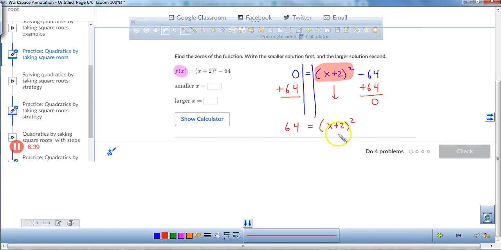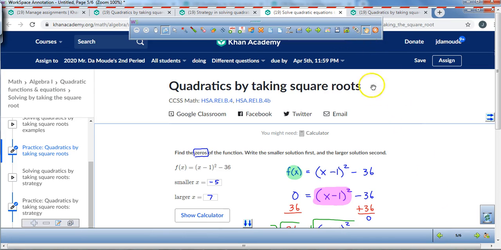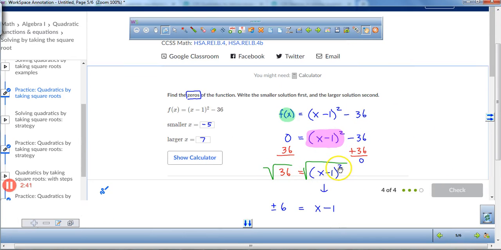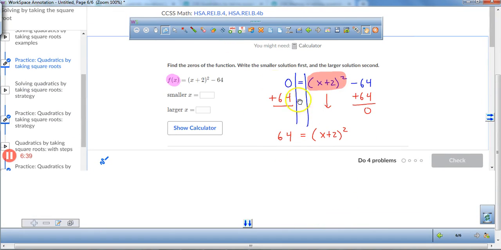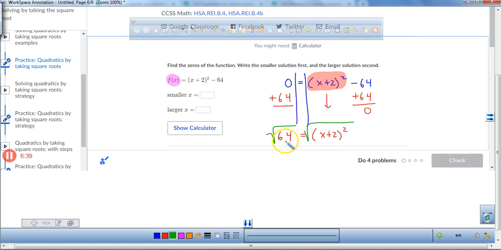And once again, once you get all the way to this step right here where something's being squared, how do you get rid of something being squared? You have to take the square root of both sides. So we're going to go once again over here and we're going to take the square root of both sides. Now, the square root of 64 technically is 8, but we have to make sure we put a plus or a minus 8 equals x plus 2. There's our equal sign.